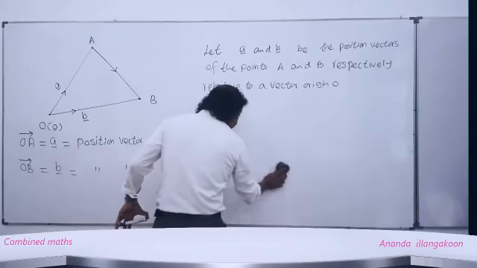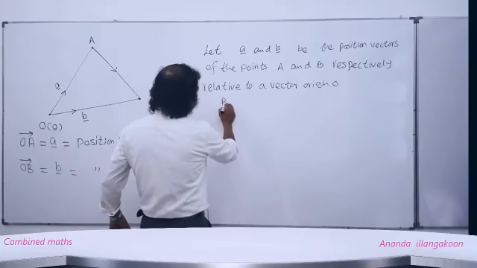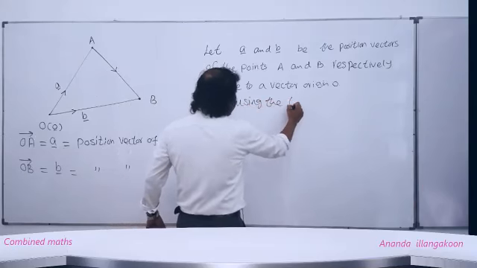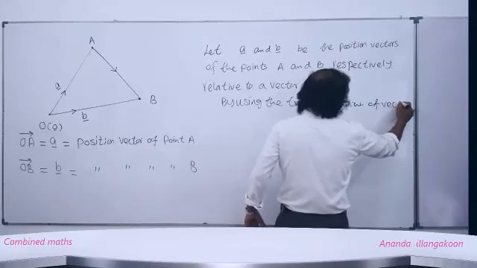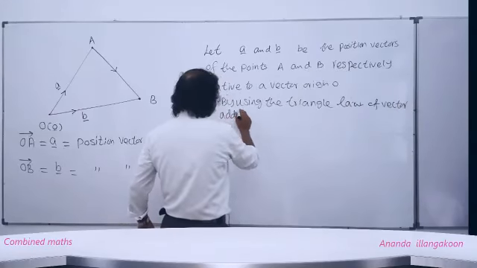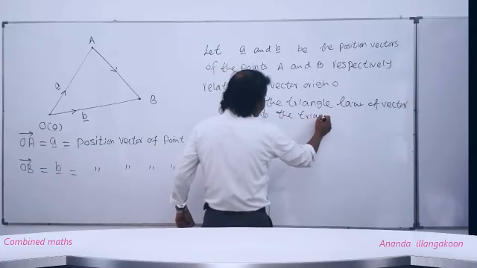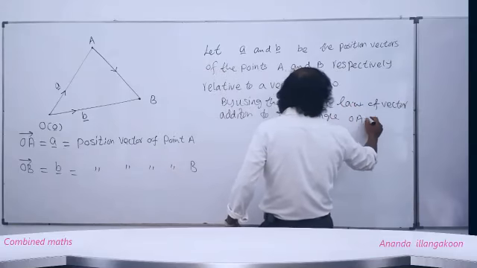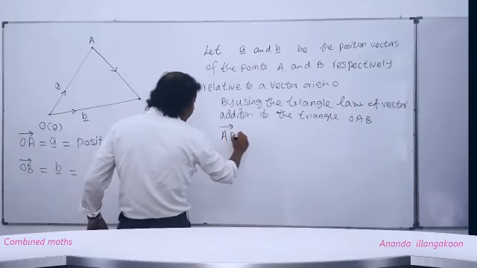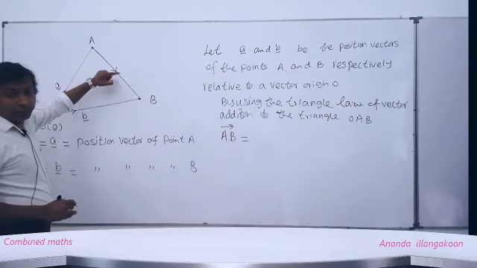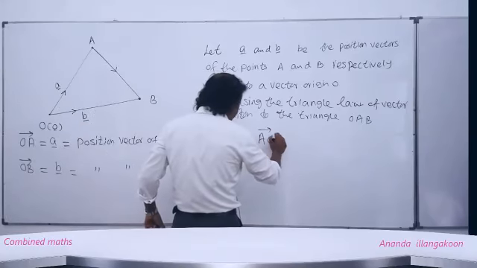Write down, by using the triangle law of vector addition to the triangle OAB, we can write, people, the vector AB, A to B vector, is equal to what? AO plus OB.